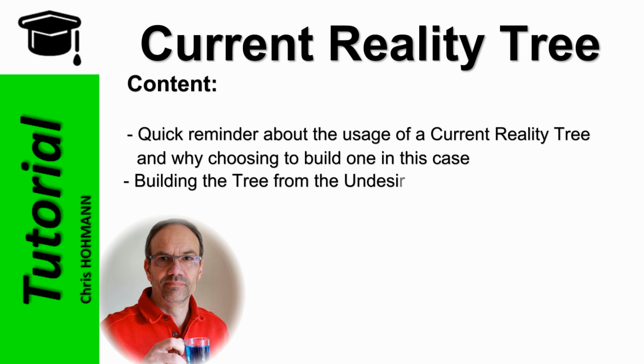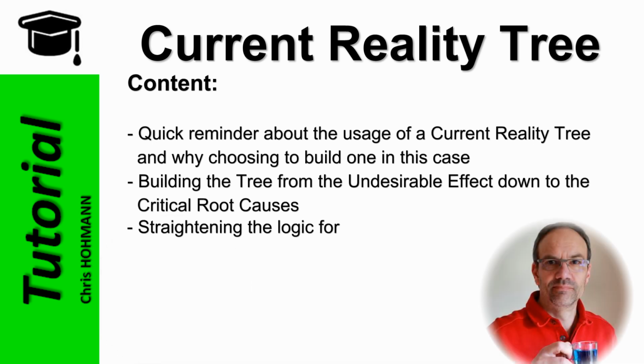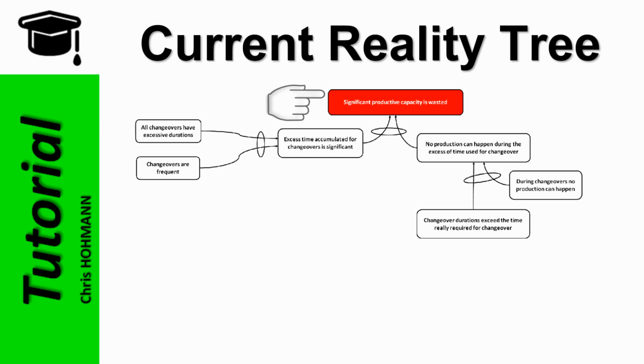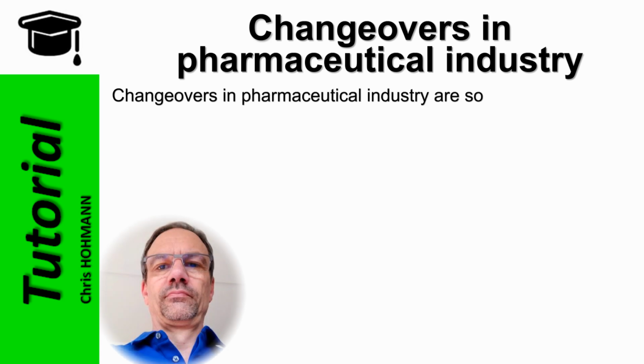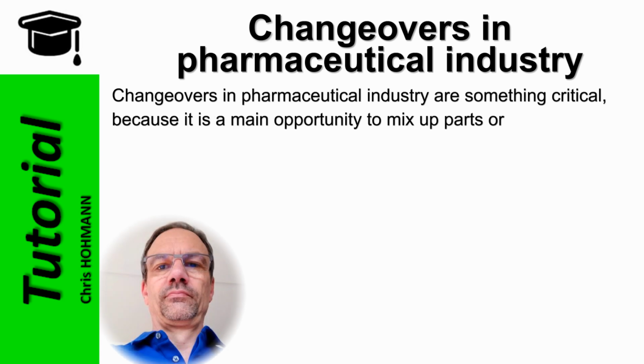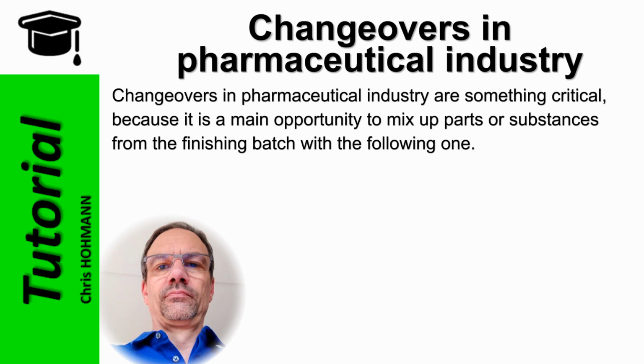Building the tree from the undesirable effects down to the critical root causes, straightening the logic for communication and educational purpose. The starting point is the waste of significant productive capacity and all evidences pointing towards the main culprit, namely excessive time for changeovers. Changeovers in pharmaceutical industry are something critical, because it is a main opportunity to mix up parts or substances from the finishing batch with the following one.